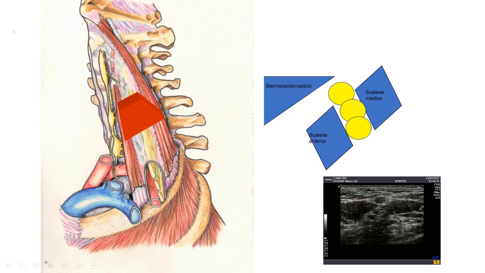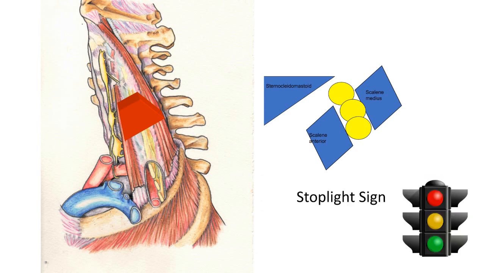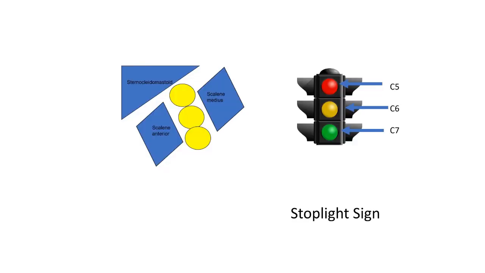The stoplight sign is a frequently described image during ultrasound-guided interscalene block, referring to the three hypoechoic structures found between the scalene anterior and the scalene medius muscle. It is a commonly held belief that these three structures you see are roots of C5, C6 and C7.